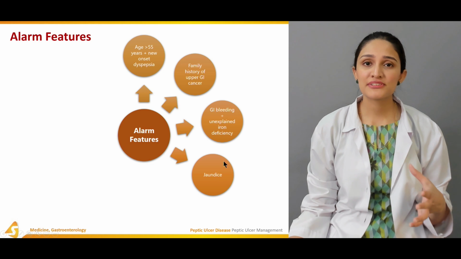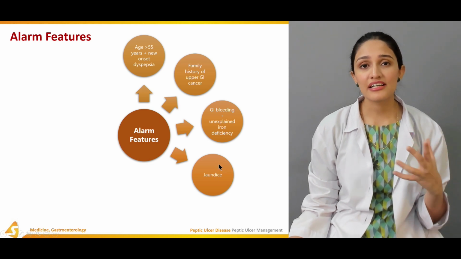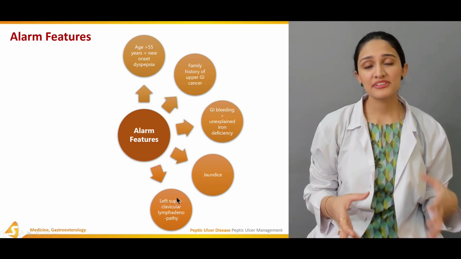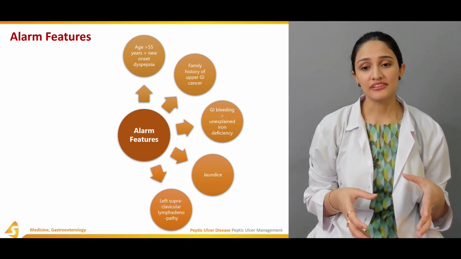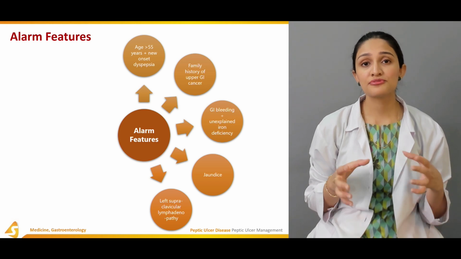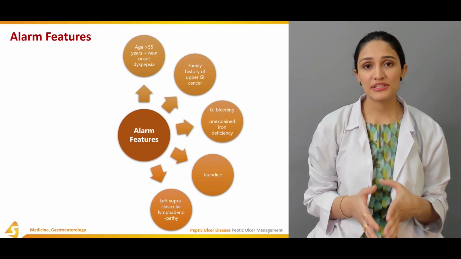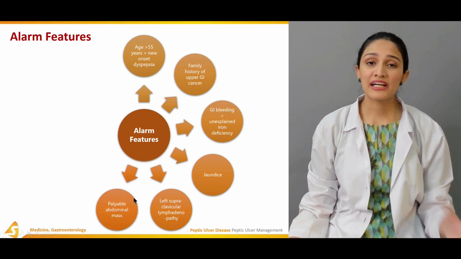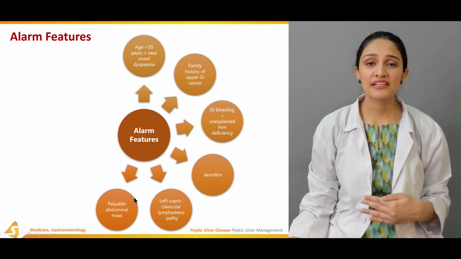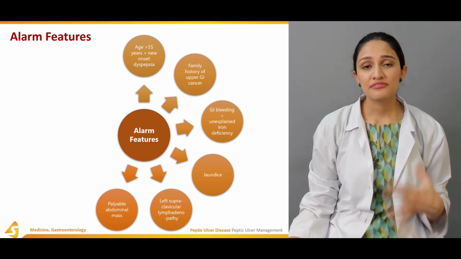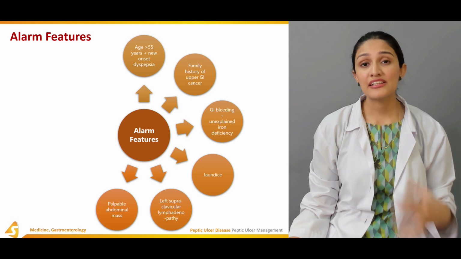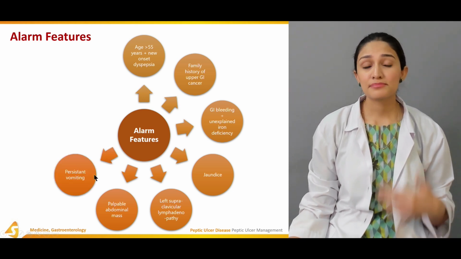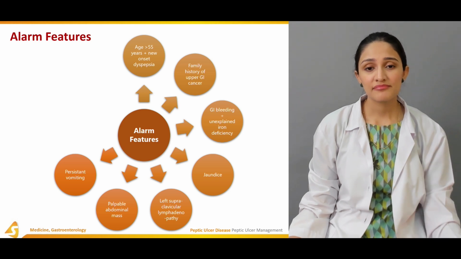The patient might also present with yellowness of the eyes or the skin, known as jaundice. The patient might also present with left supraclavicular lymphadenopathy, which is called Virchow's node, which is very specific to gastric carcinoma. There might be a palpable abdominal mass when palpated, which is also suggestive of any growth within the stomach. The patient might present with persistent vomiting and nausea.